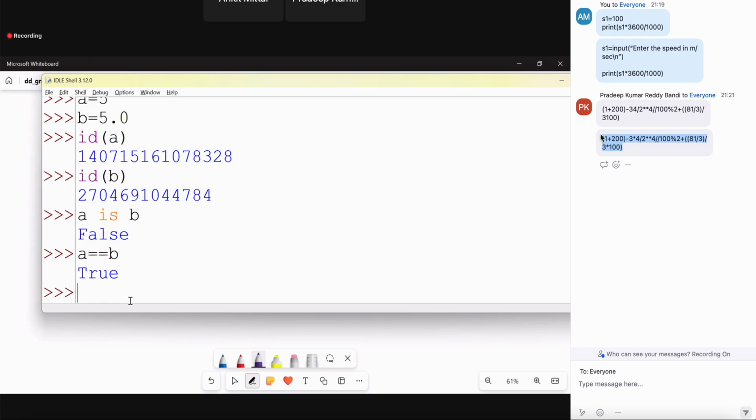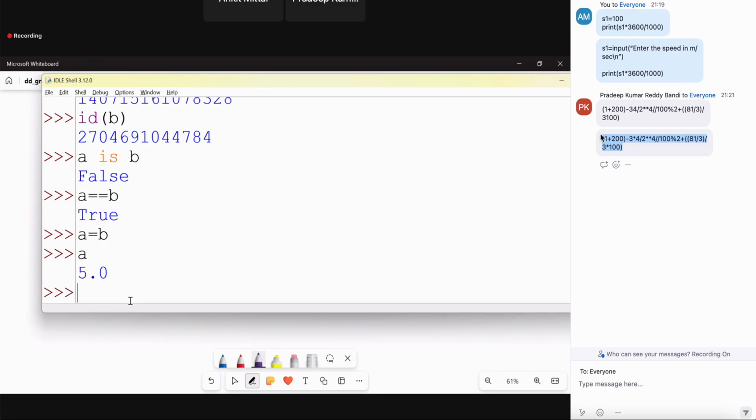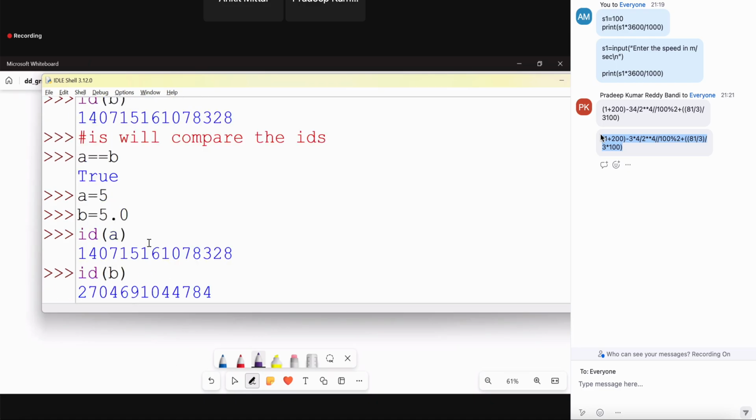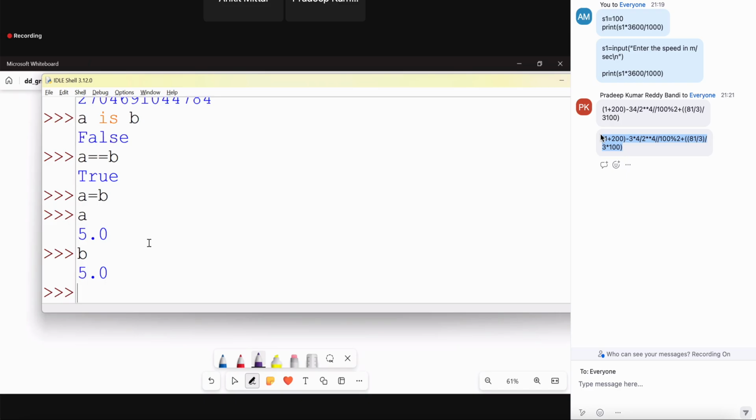And if we just say A equal to B, this one is an assignment. See what will happen with this. When you say A is equal to B, earlier A was pointing to 5, and B to 5.0. Now A is also pointing to 5.0. It will forget about 5. This is assignment, and that is comparison. This is a very key difference between single equal to and double equal to.